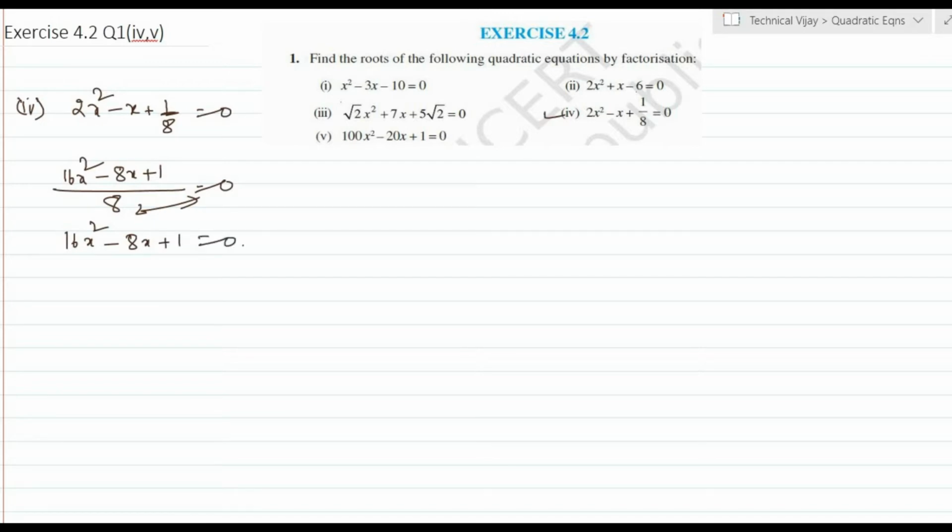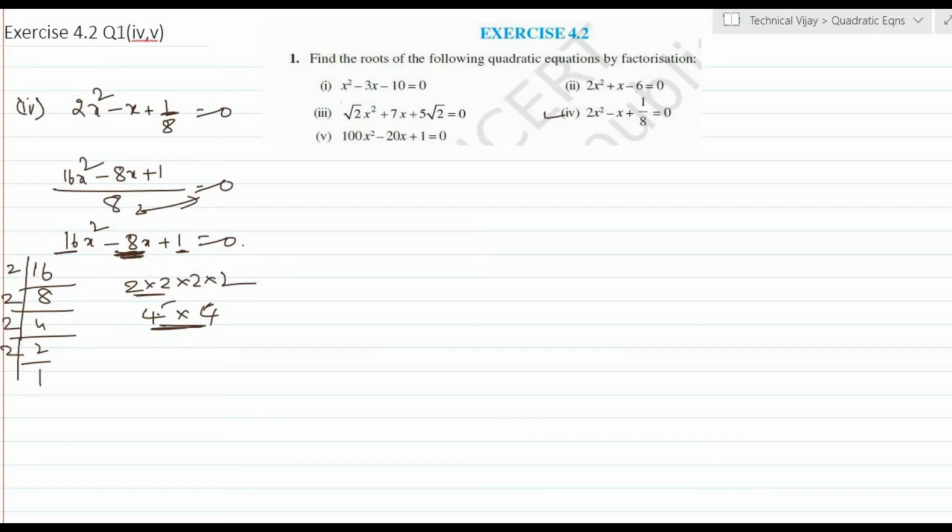See here 16 and 1, we will take this one, that is 16 into 1 will be 16 only. The factors will be 2 8s, 4 4s, and 2 2s. So here 8 we have to get. So 2 into 2 is 4 and 2 into 2 is 4. So 4 and 4 factors we can add or subtract, so that we will get the middle portion. So here minus 4x and minus 4x we will take, so that it will become minus 8x. So 16x square minus 4x minus 4x plus 1 is equal to 0.